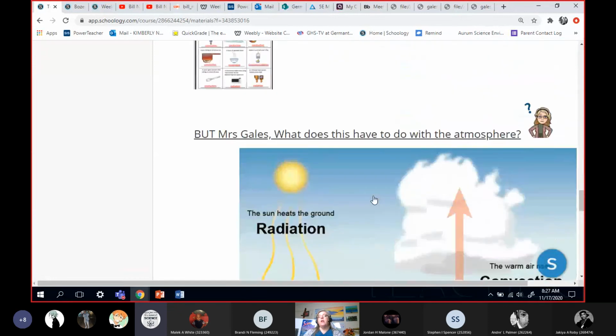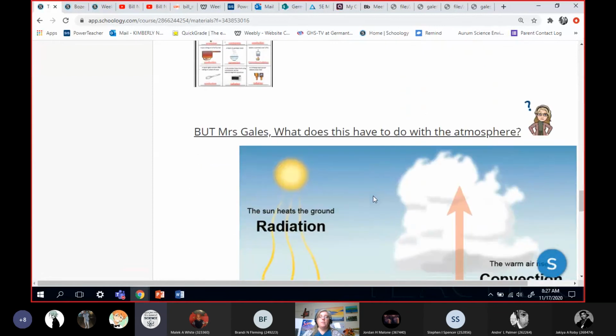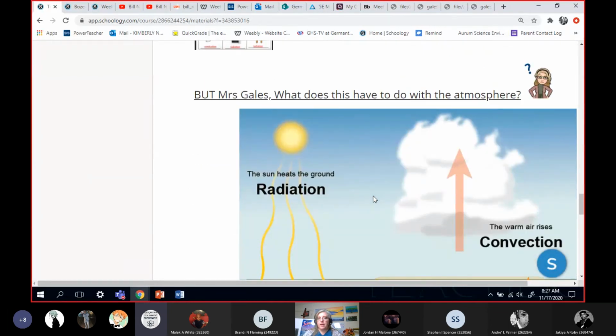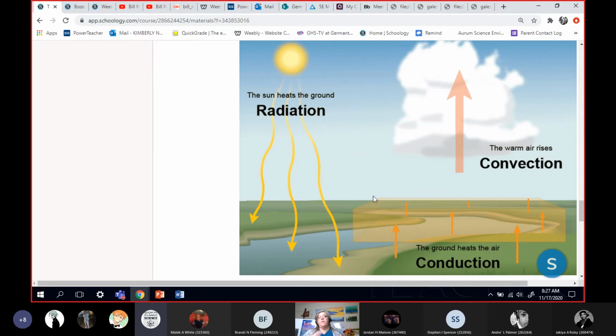Okay. But we want to know, this is pretty cool and all, trying to figure out how the heat is moving and all of these things. But what does that have to do with the atmosphere? This chapter is about the atmosphere. Well, let's think about how these things can work with the weather. The sun sending out its heat to the earth, that's radiation. When it hits, the earth warms up and it sends heat out, that's conduction.